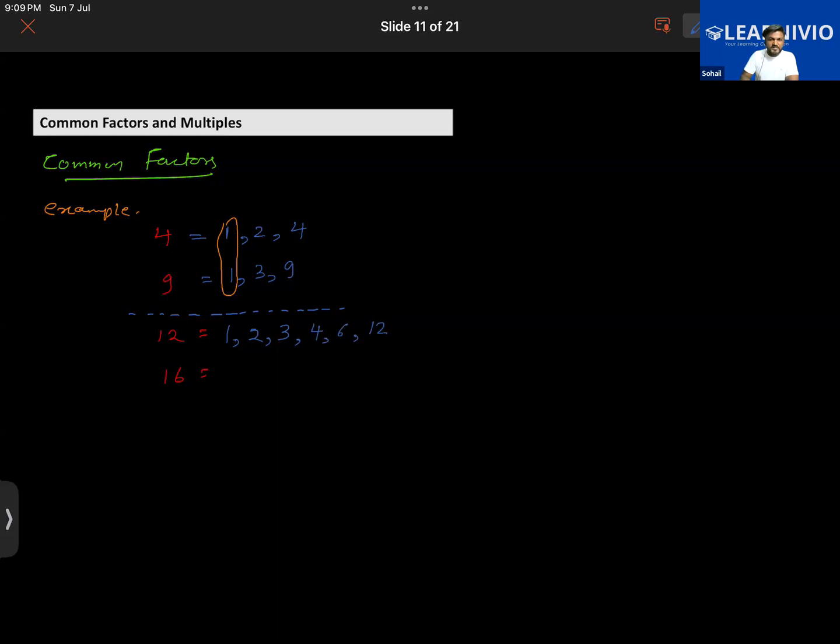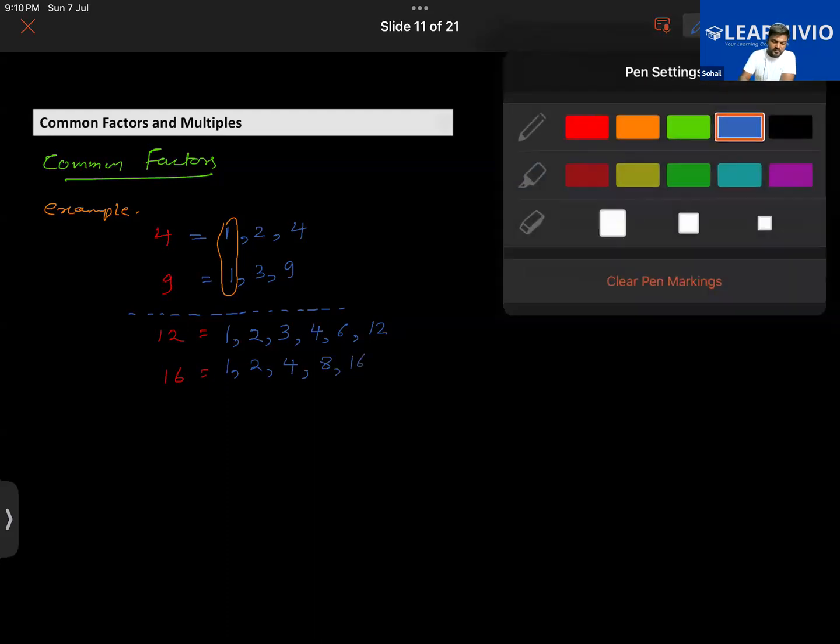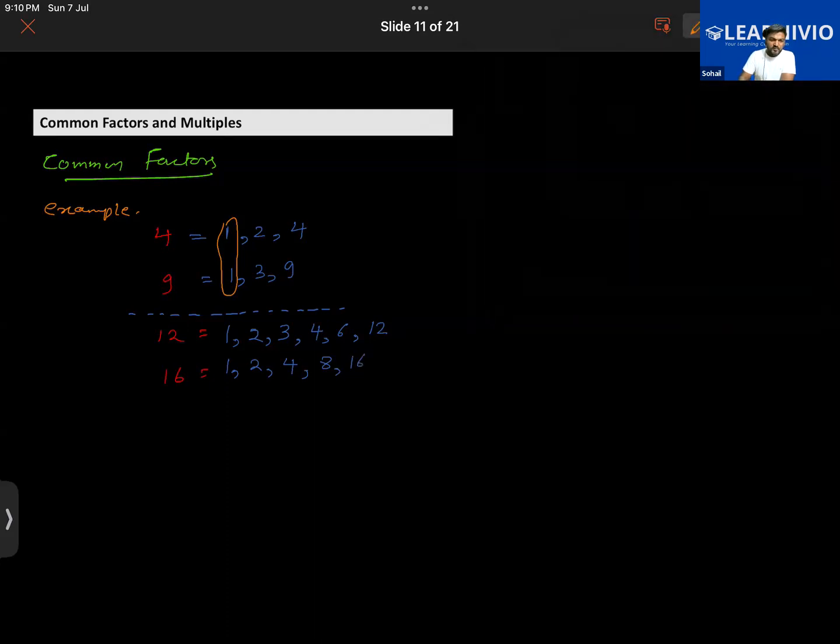What are the factors of 16? Quickly find it out. Start from 1. 1, 2, and you forgot about 4. 4, and 8, and that's 16. 16 itself. Okay. Now here, which factors are common for both the given numbers?